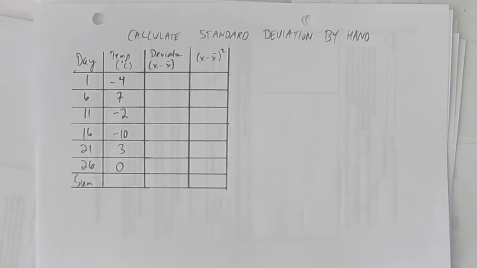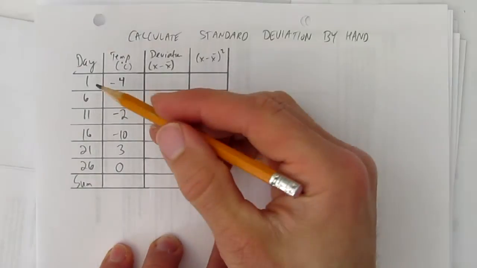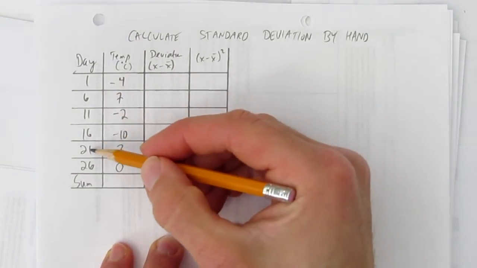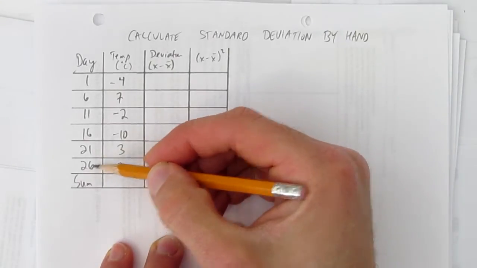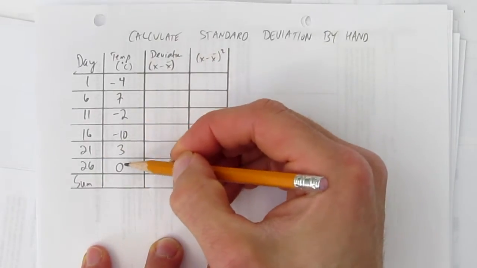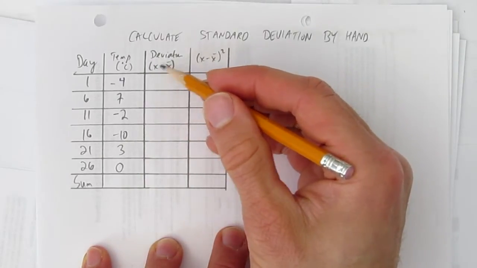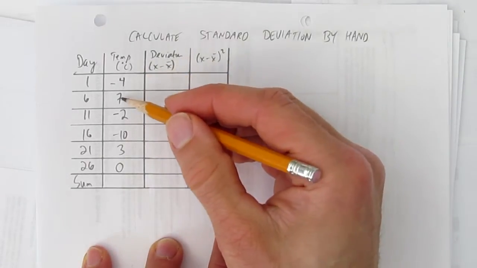Alright, in this video we're going to calculate the standard deviation by hand. The first thing we'll do is look at the data. These are days of the month, 1, 6, so the 11th day, the 16th day, the 21st day, and the 26th day, and the corresponding temperatures on each day. What we want to do is calculate the deviation, or the distance, of each of these temperatures from the mean.